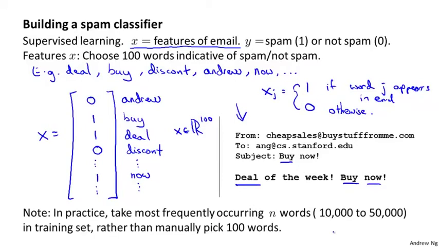By the way, even though I described this process as manually picking 100 words, in practice what's most commonly done is to look through a training set, and in the training set to pick the most frequently occurring n words, where n is usually between 10,000 and 50,000, and use those as your features. So rather than manually picking 100 words, you look through the training examples and pick the most frequently occurring words, like 10,000 to 50,000 words, and those form the features that you're going to use to represent your email for spam classification.